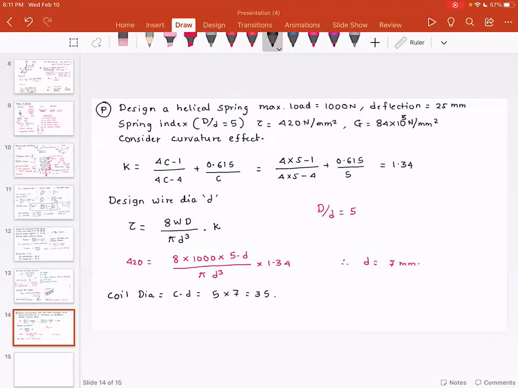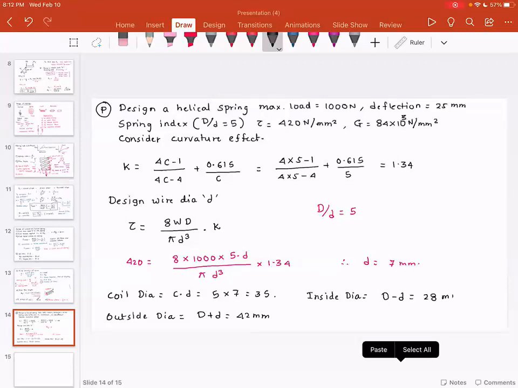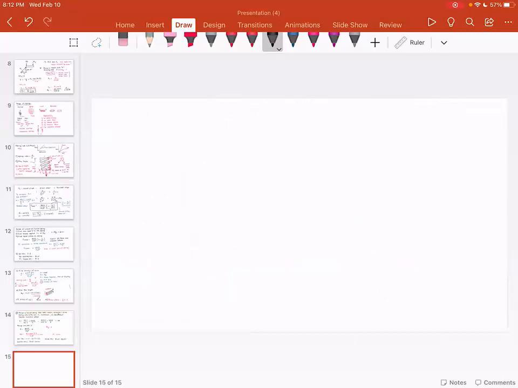You can find out the outside diameter, D plus d, which is 42 millimeters. You can find the inside diameter, which is capital D minus small d, which is 28 millimeter. Now the next step is to find the number of turns.